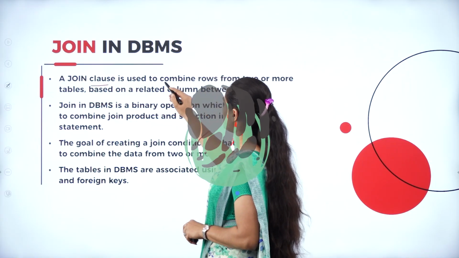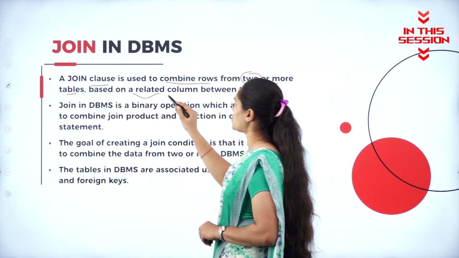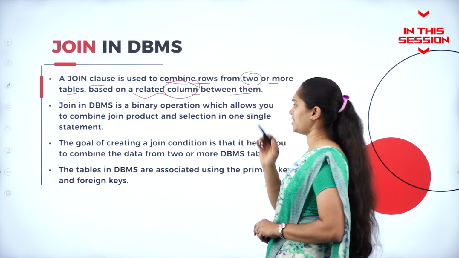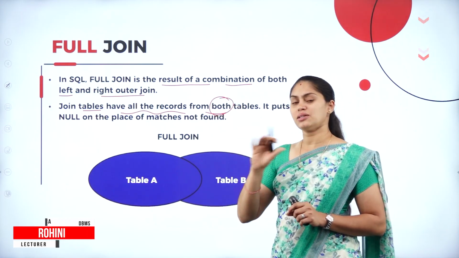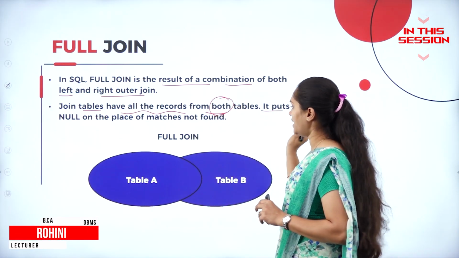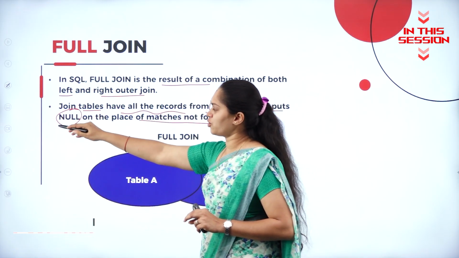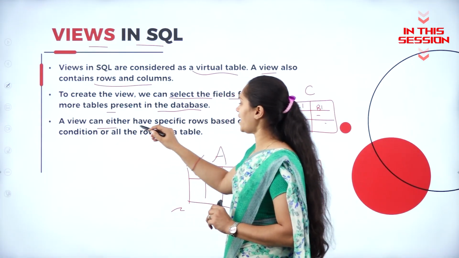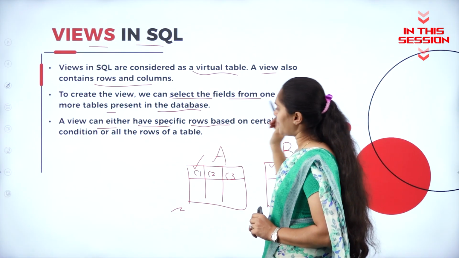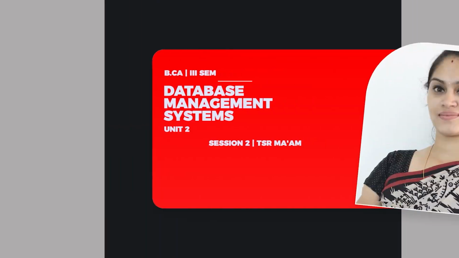Join clause is used to combine the rows from two or more tables based on a related column between them. Join tables have all the records from both the tables. It will take the tuples from both the tables, and if no match is found, then it will put null in the place where no match is found. A view can either have specific rows based on a certain condition or all the rows of a table.